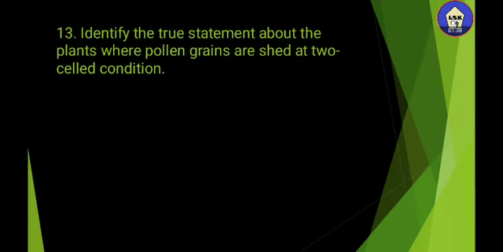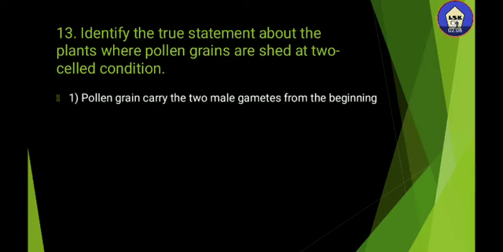Question number 13. Identify the true statement about the plants where pollen grains are shed at two-celled condition. See, just remember, among the angiospermic plants, 60% of angiosperms shed the pollen grains in two-celled stage. So two-celled means it consists of a vegetative cell as well as a generative cell. Just remember this. Let us see the options.